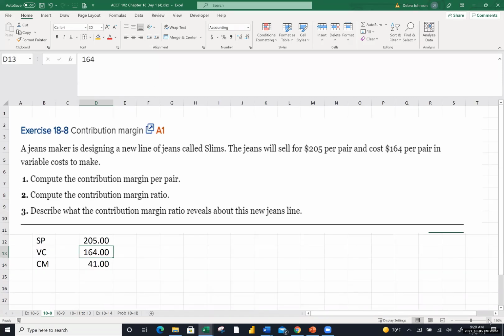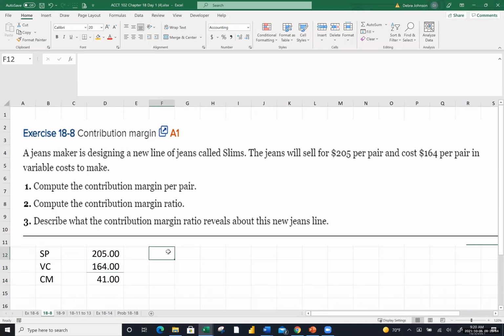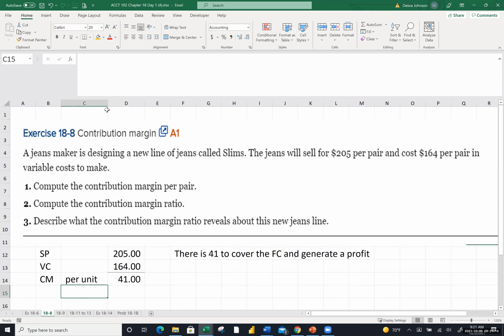Let me make this bigger. That means that there is $41 to cover the fixed cost and generate a profit. So that is the contribution margin on a per unit level, because they told us how much we would sell one pair of jeans for. And they told us how much the variable costs, both production and selling, all the variable costs totaled $164. So we're making $41 per unit. That's going to have to cover the fixed costs and generate a profit.